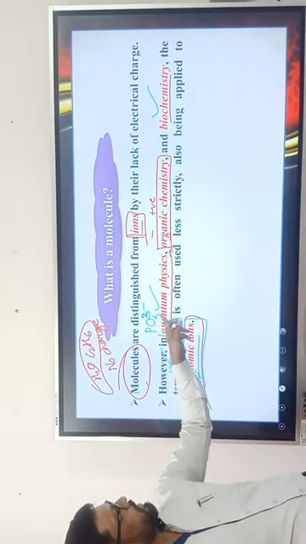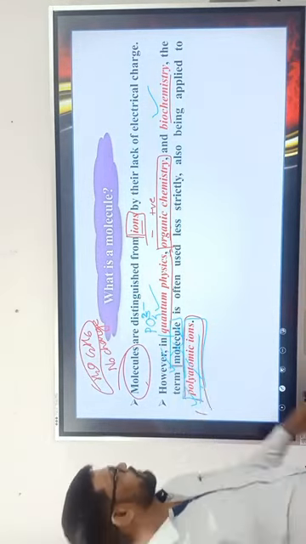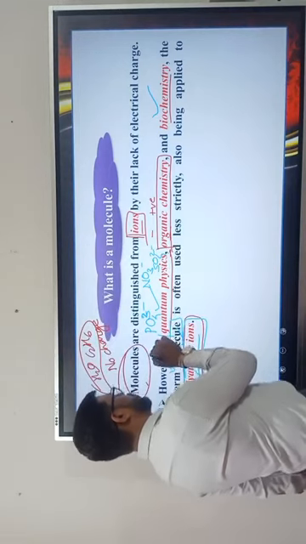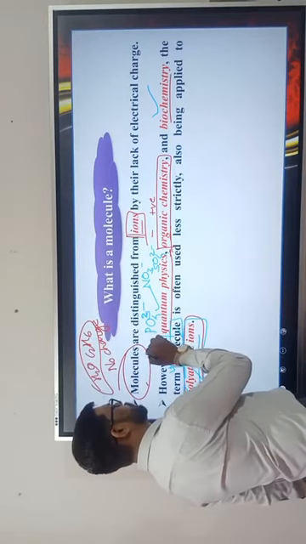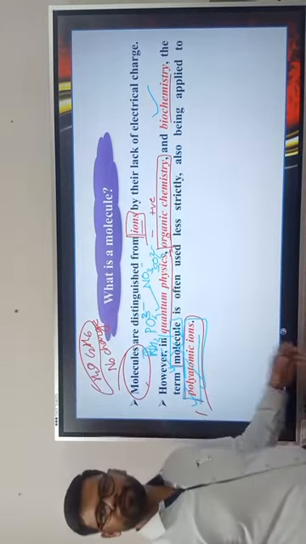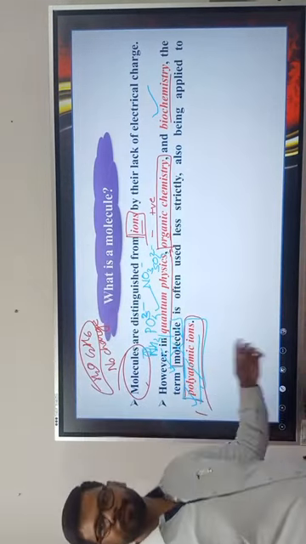So PO4 3 minus, or NO3 minus, or SO4 2 minus, or NH4 plus, these are polyatomic ions. And polyatomic ions may have either a negative charge or a positive charge. It is not the case that polyatomic ions have only a positive charge.